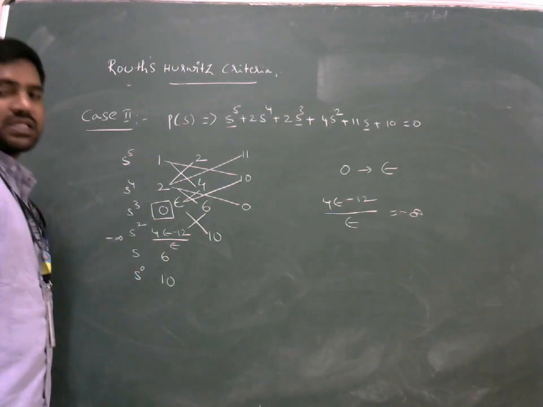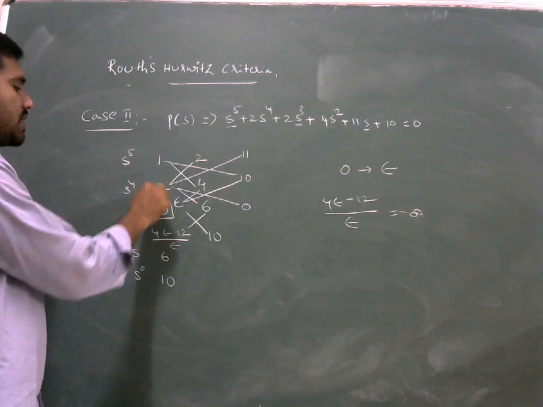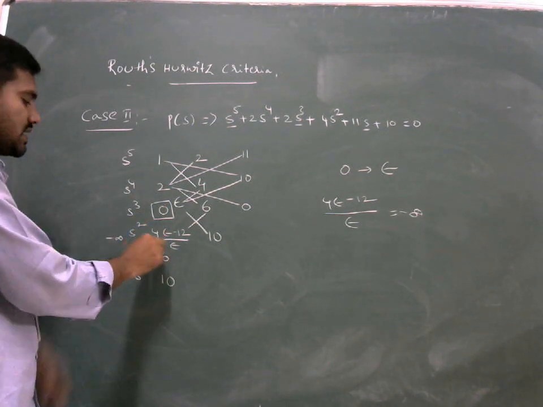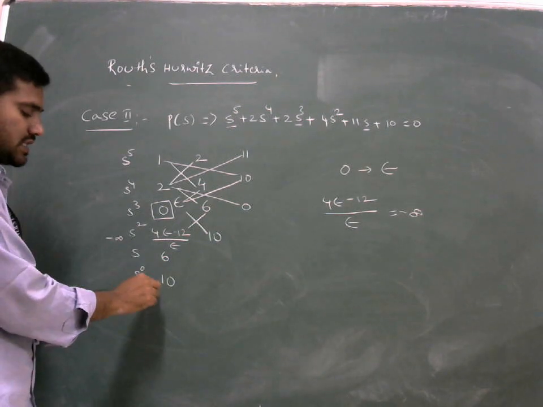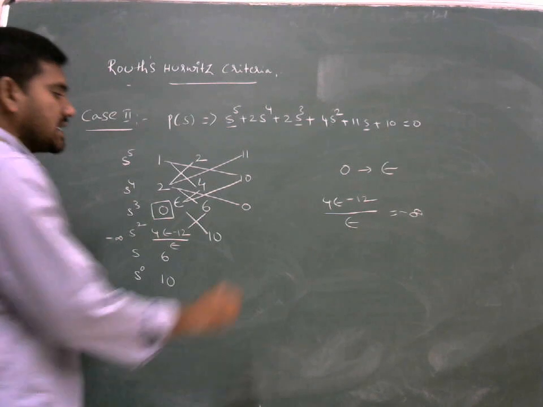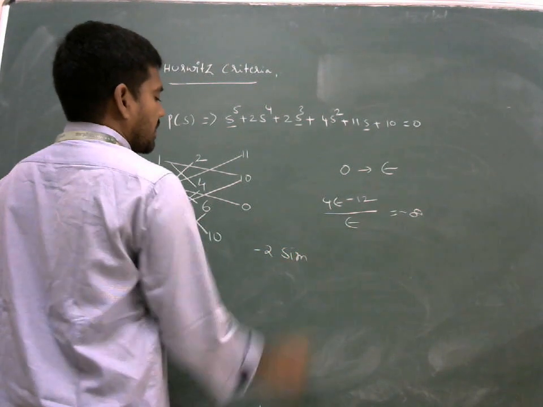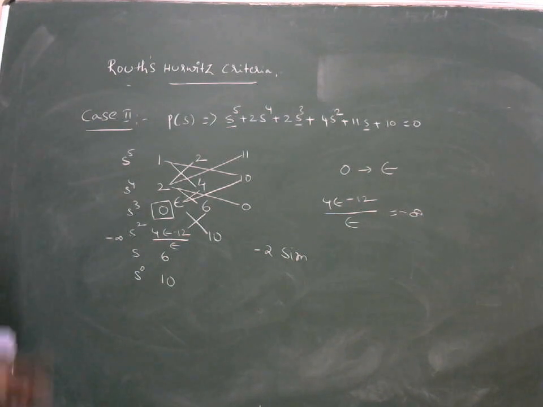How many sign changes are there? Plus 2 plus, no problem. Plus 2 minus, one sign change. Minus 2 plus, another sign change. Plus 2 plus, no sign change. That means 2 sign changes are there. So the system is unstable and 2 roots will be present in the right half of the S plane.